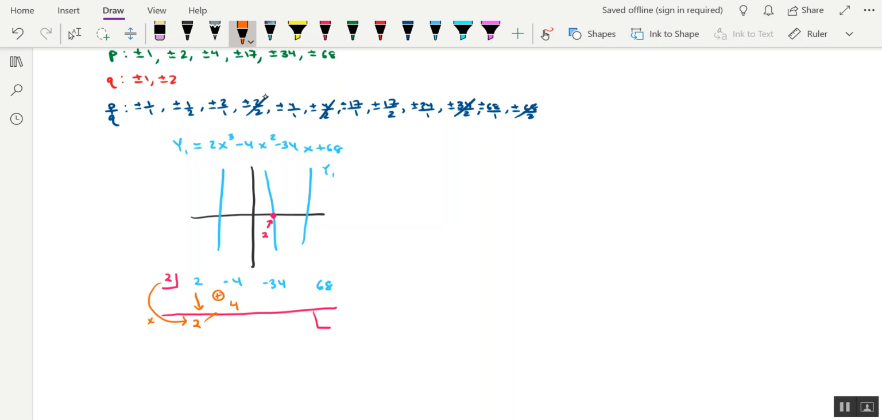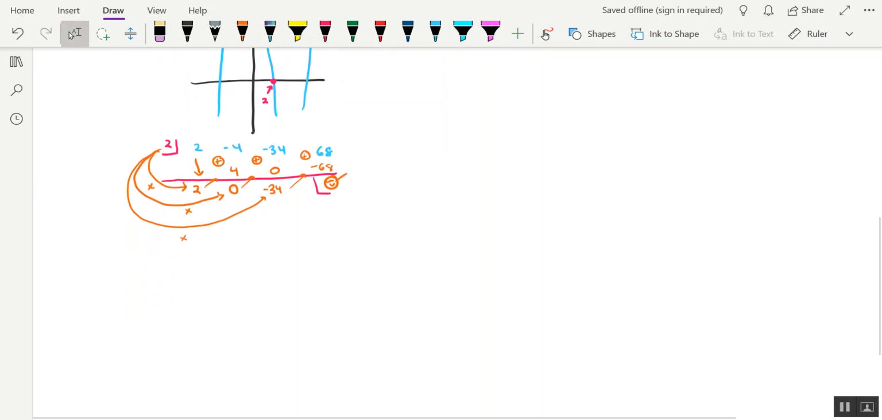Now we add down. -4 plus 4 is 0. We use this 2 again to multiply the 0 to get 0. Adding down, we get -34. And then one more round of this multiplication by 2, we get -68. And in adding this down, we get a remainder of 0, which makes me so happy that I'm going to draw a dabbing emoji.